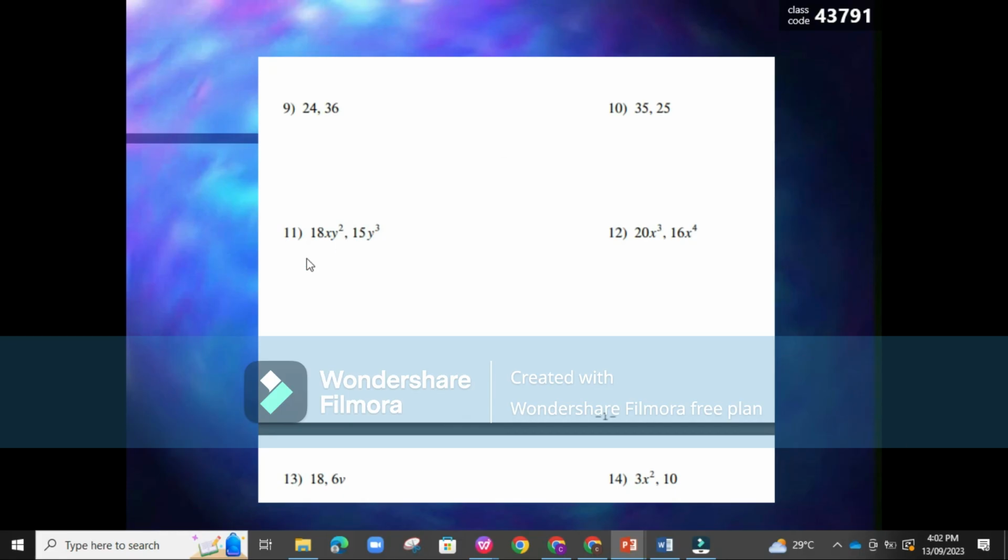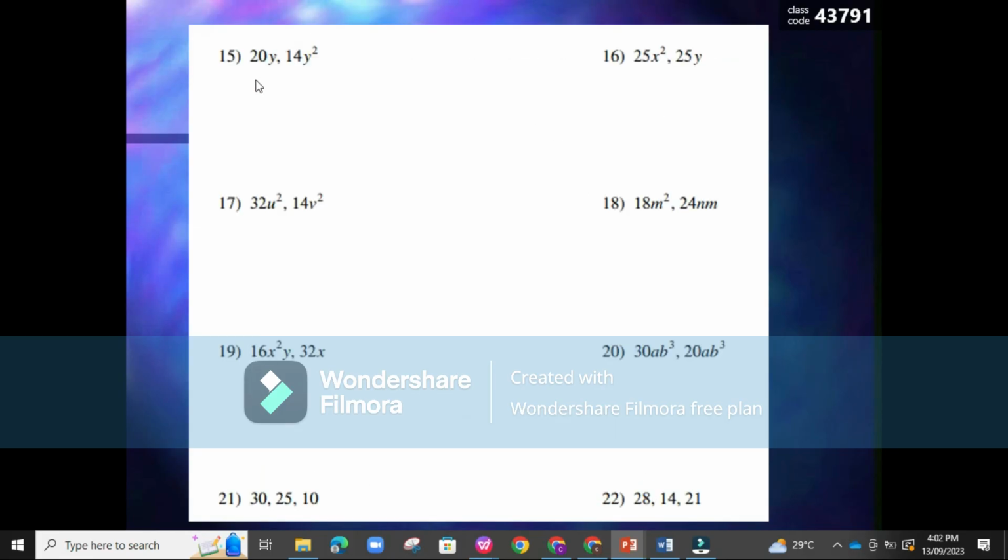Number 11, xy squared, 15y cubed. Number 12, 20x cubed, 16x to the power of 4. Number 13, 18, 6v. 14, 3x squared, 10. 15, 20y, 14y squared. 16, 25x squared, 25y. 17, 32u squared, 14v squared. 18, 18m squared, 24nm. 19, 16x squared y, 32x. 20, 32ab cubed and 20ab cubed.